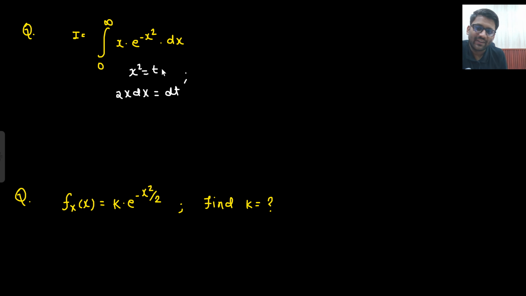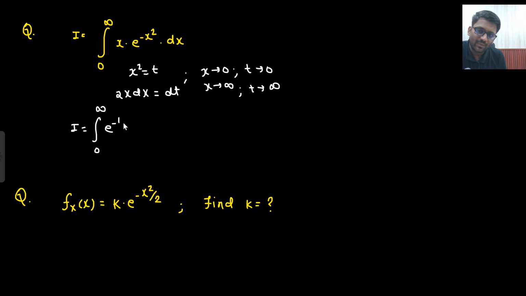And what about the limit? If x is 0, then t is also 0. If x is infinity, then t is infinity. So what is your I? From 0 to infinity, x dx would be put as dt by 2, and x square is t. So e to the power minus t square, x dx would be dt by 2.